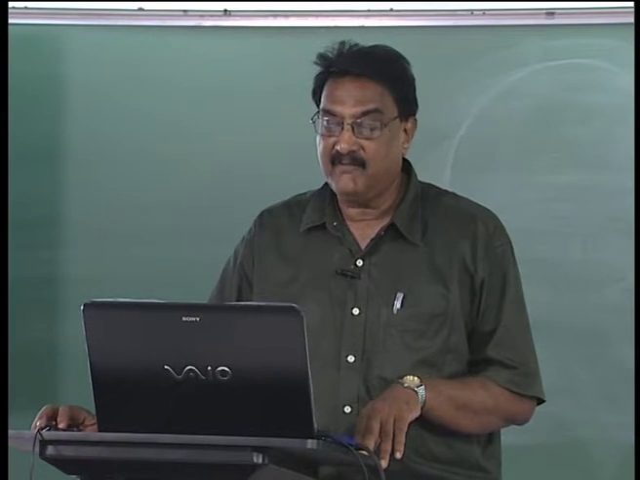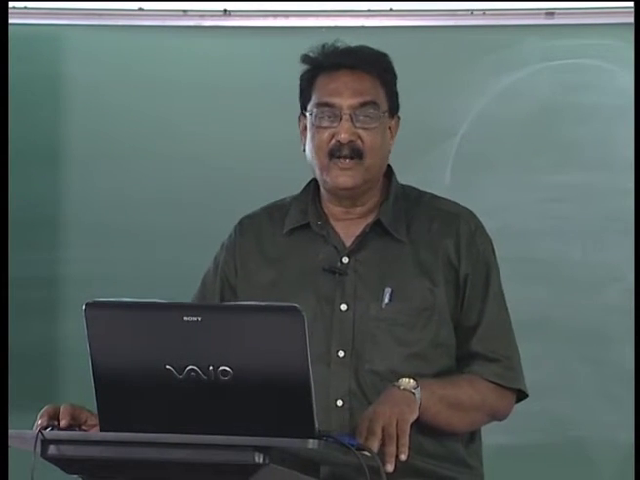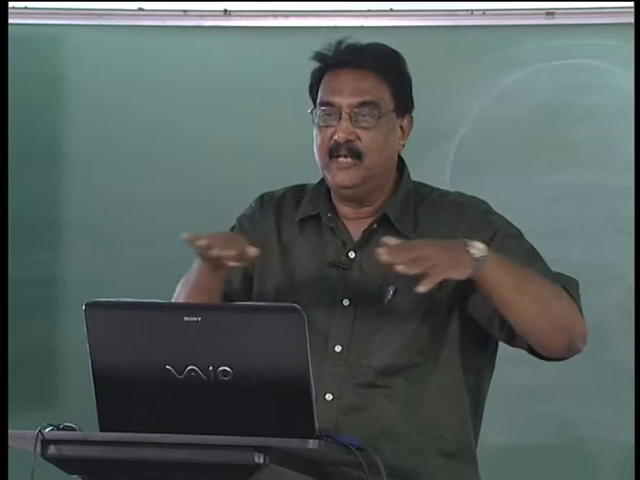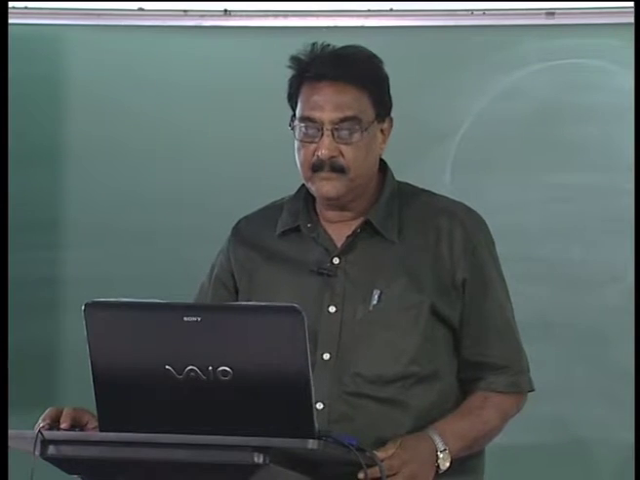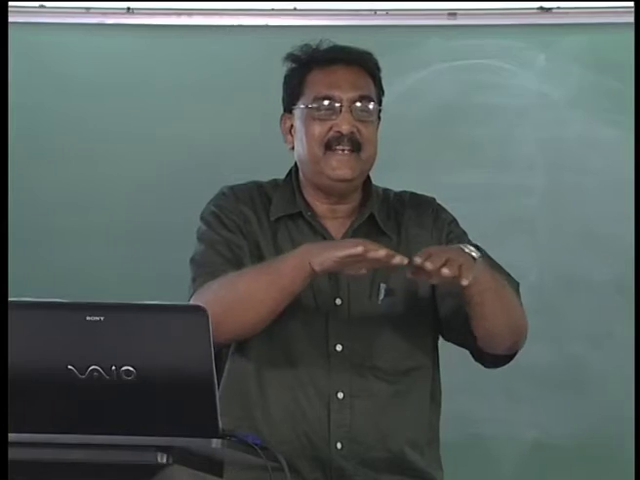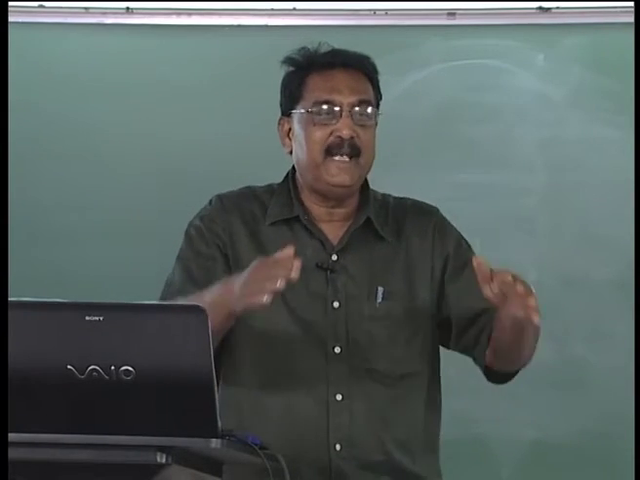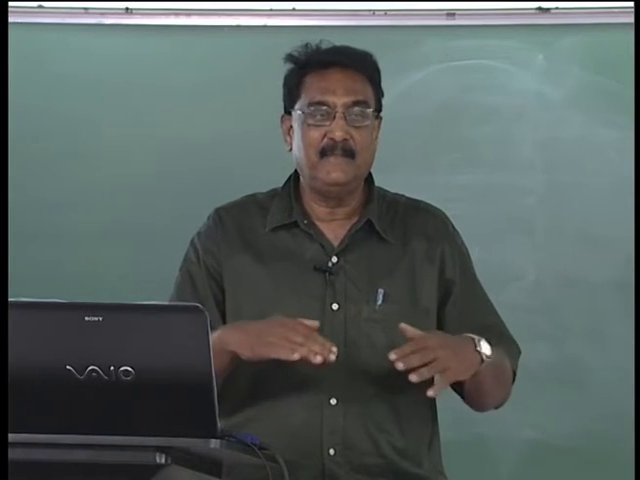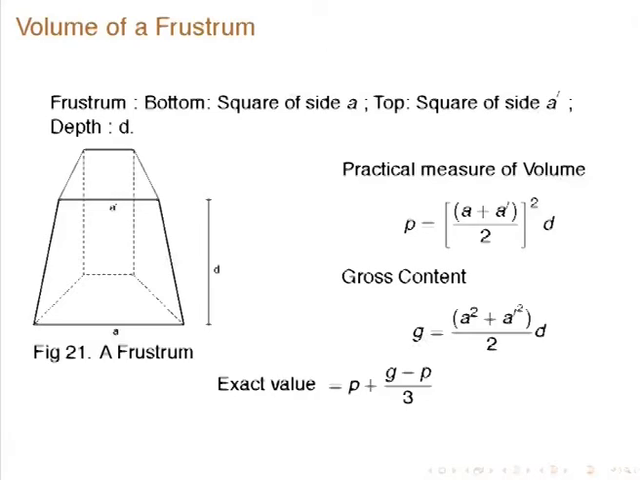This is the so-called frustum. This also is an old word, we do not use it nowadays. Here it is not tapering up to a point, it is tapering up to some value only. Take the base to be a square of side A, then it is tapering up to some point where the side is A prime, and uniformly it is decreasing the side of the square from A to A prime. That is called a frustum.